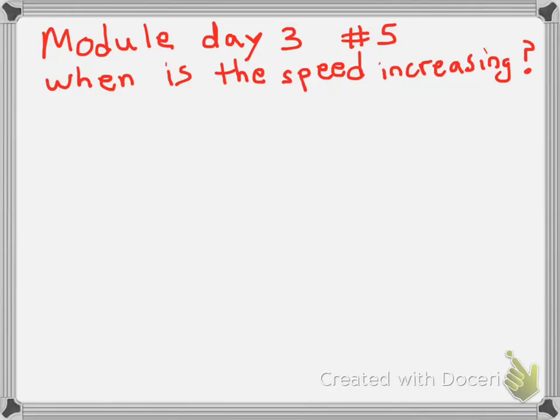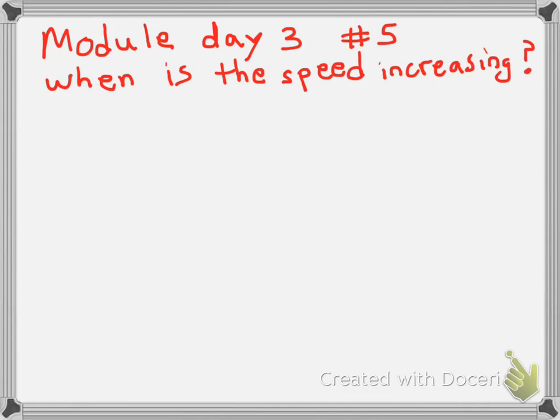Okay, so this is Alison J bringing you the module day 3 number 5 question. So we're asked to find when the speed is increasing. This is kind of a review problem where we need to remember that speed is going to increase when acceleration and velocity are working together, either both increasing or both decreasing.